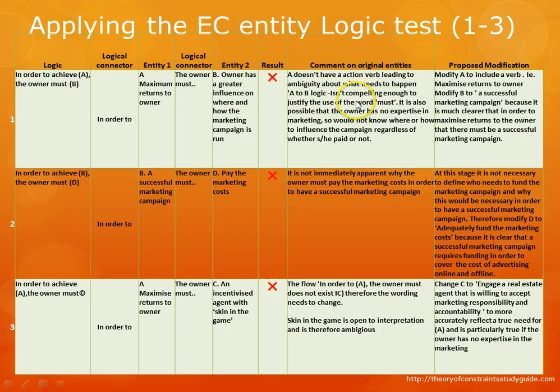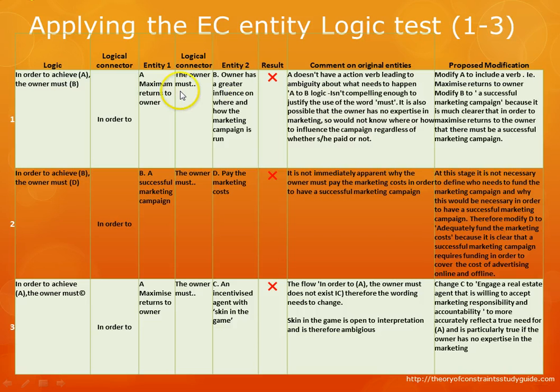But I've also suggested that the logic between A and B isn't compelling enough to justify the use of the word must. You can see here that the logical connector between entity A and B in all cases says the owner must. Must is mandatory. Must says that the logic has to be robust so that you can't have A unless you have B, right? That's the nature of necessary condition logic.